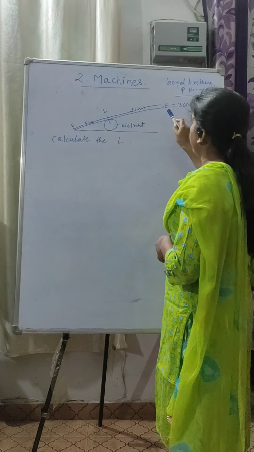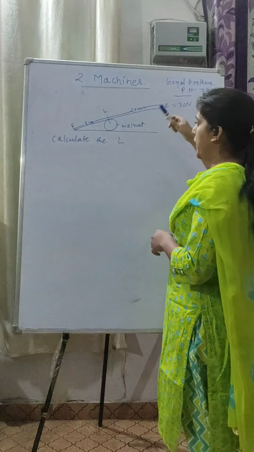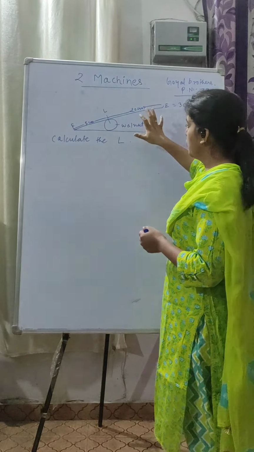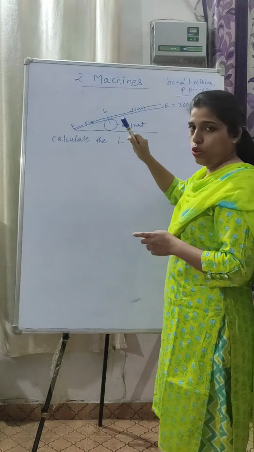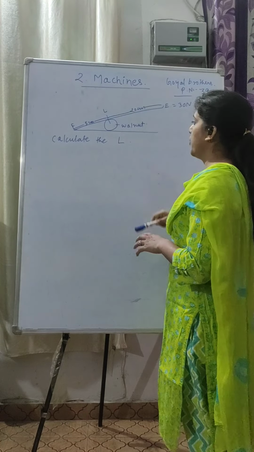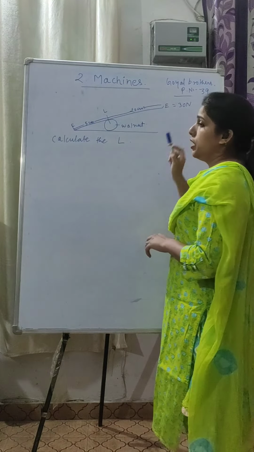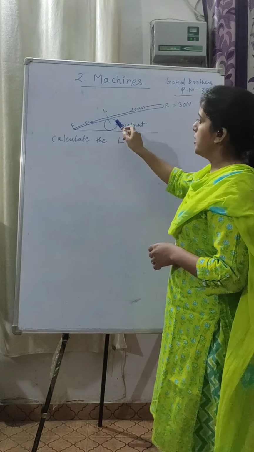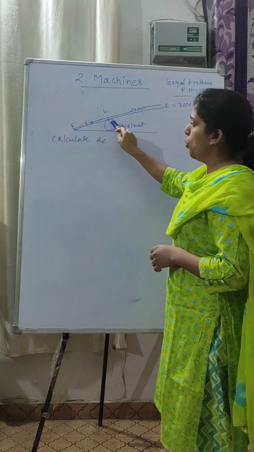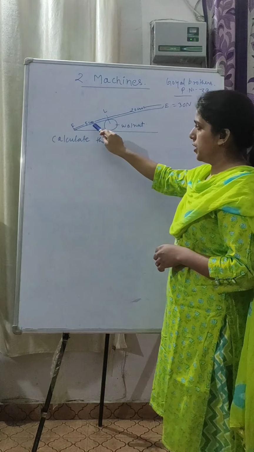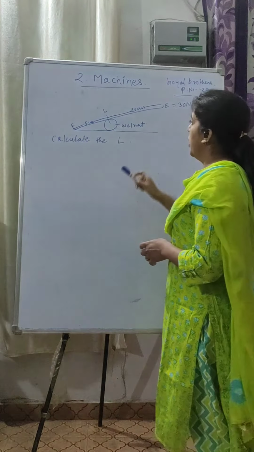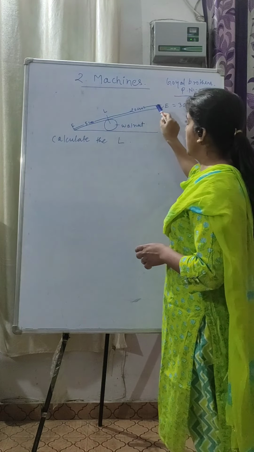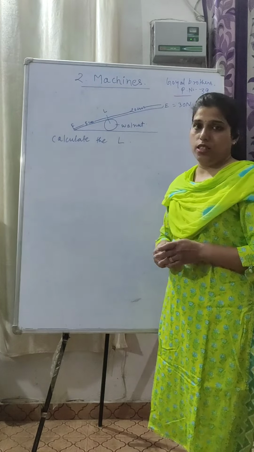And here is the effort that we have to apply to press or break this walnut. The walnut is considered as the load or resistance, and the effort that we are applying is 30 Newton. We can clearly see that the distance from the fulcrum to the load is 5 centimeter, and in your book the distance from the load to the effort is given as 20 centimeter.